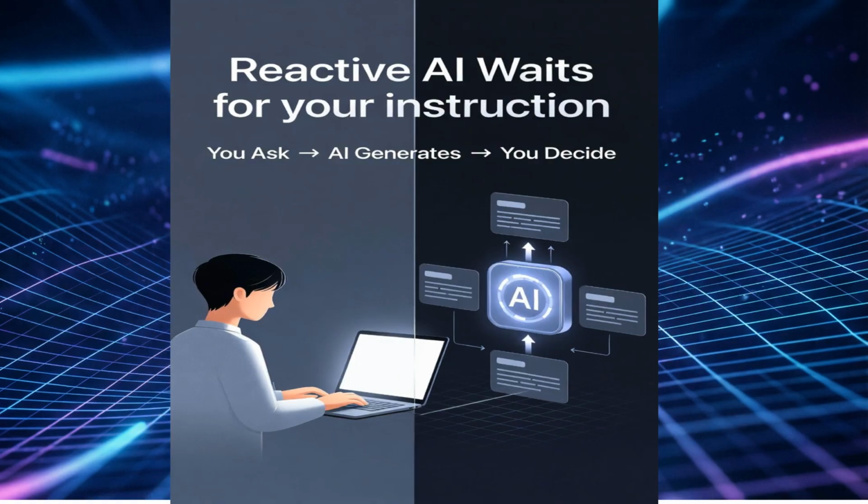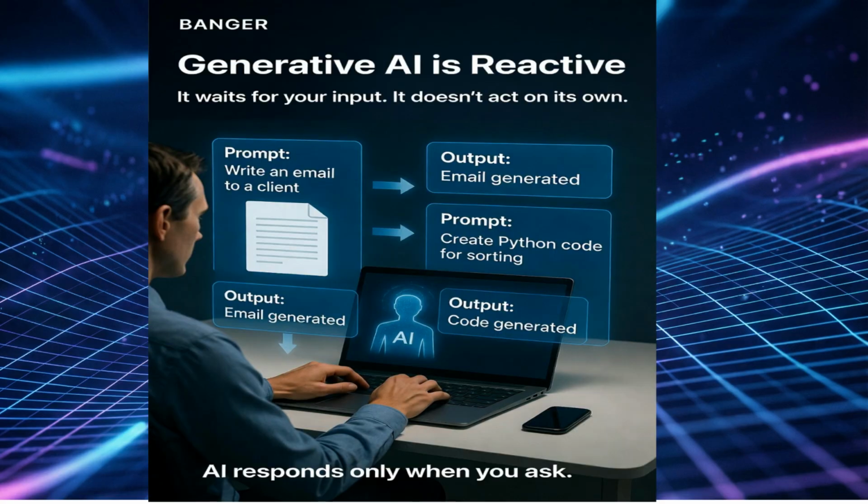For example, if you ask, write an email to a client, generative AI will generate the email. If you ask, create Python code for sorting, it will generate the code. It responds beautifully, but only when you tell it what to do.